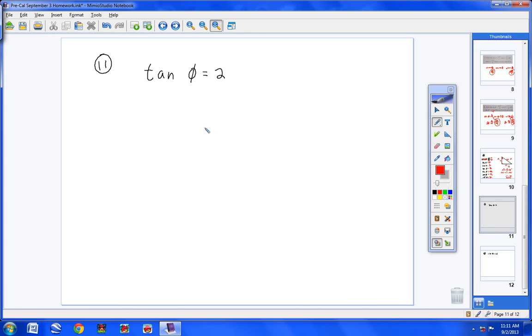Number 11. All right, tangent of theta is 2. Now, please watch carefully how I do this. The first thing I'm going to do is I'm going to draw my right triangle. So there we go. Next, I'm going to fill it in. Now, they give us one trig function, and that's tangent. And we're going to call this whatever that angle is called. I don't know what we call that Greek symbol. I'm going to put it right up here. All right? There we go.